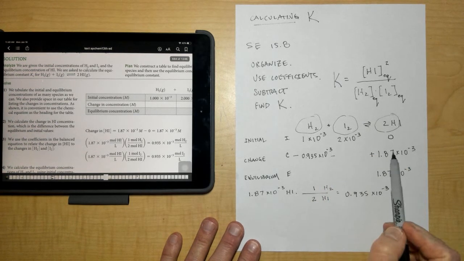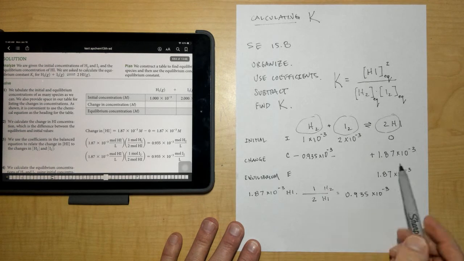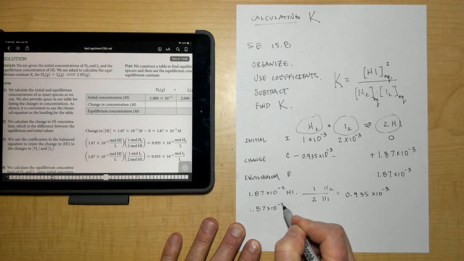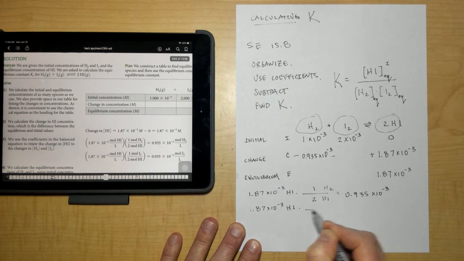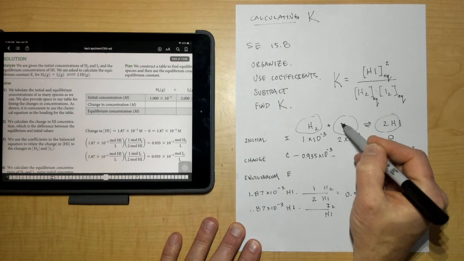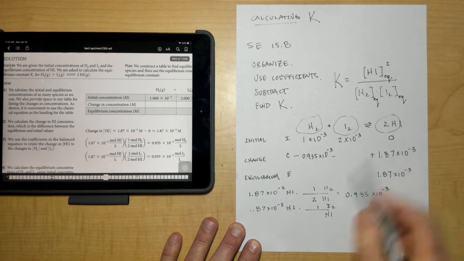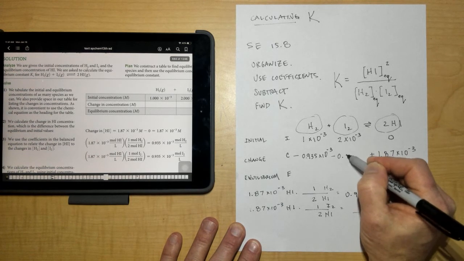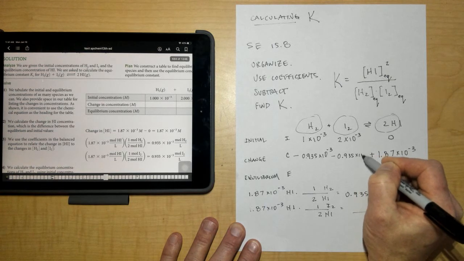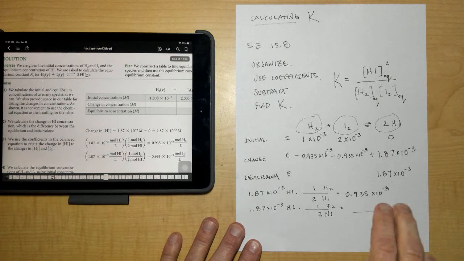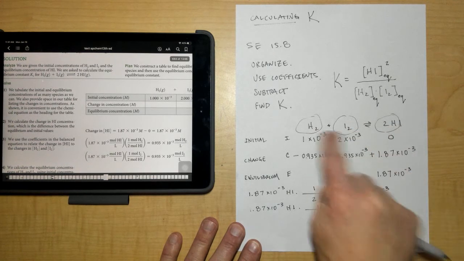Now we'd do the same thing to go to iodine. You'll notice right here that for iodine there's also a 1 in front of it, and there's a 2 in front of the HI, so we're going to end up with the same number right here. So this is 0.935 times 10 to the negative third as well. Both amounts were lost because it is a 2-to-1 ratio.